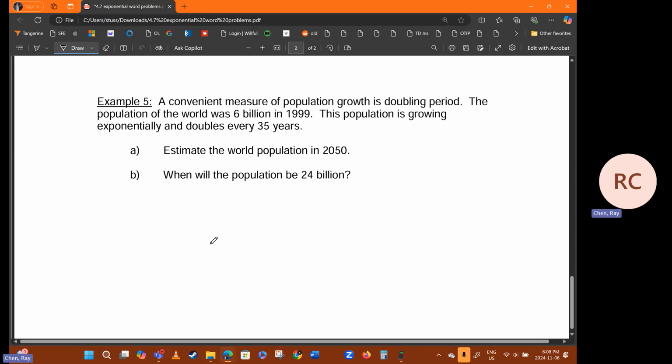So a convenient measure of population growth is a doubling period. Hey, doubling. The population of the world was 6 billion in 1999. This population seems to be growing exponentially and doubles every 35 years. So one more time. The general form of an exponential word problem is y equals a times b to the x.